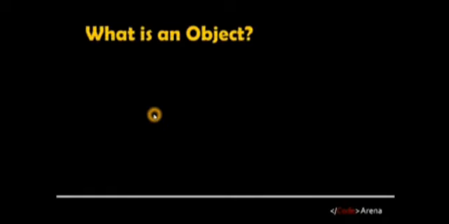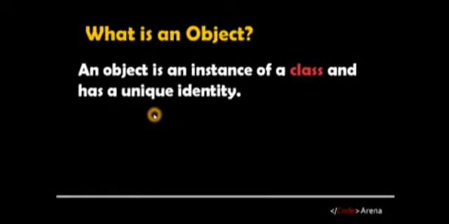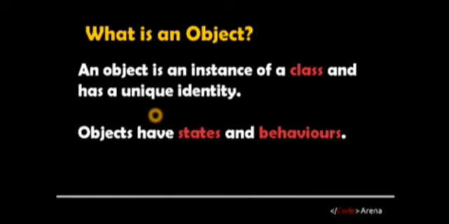Now let's continue. What's an object? An object is an instance of a class and has a unique identity. An instance of a class that has a unique identity. Now what does that mean? We can say an object has states and behavior. That means when we look at real life, an object has a state and it has a behavior.